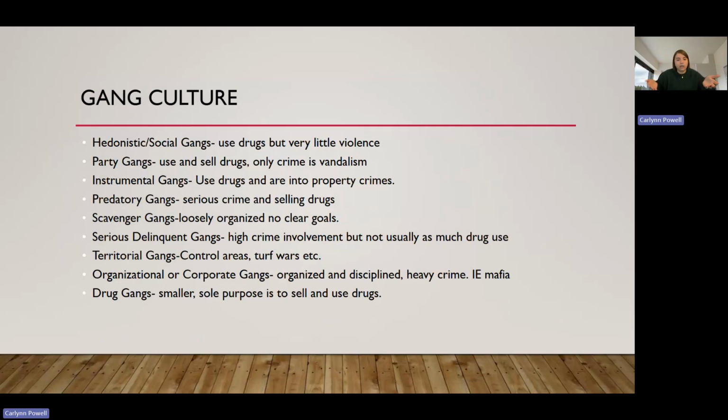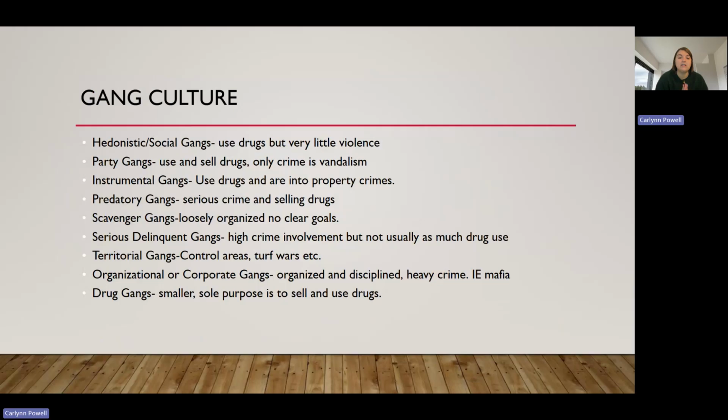Same here with territorial gangs, like control areas, turf wars. Again, this is one that you see depicted in media a lot. And again, here's our scale. And then organizational or corporate gangs. So these are very organized, disciplined, heavy crime. A good example of this would be like the mafia.